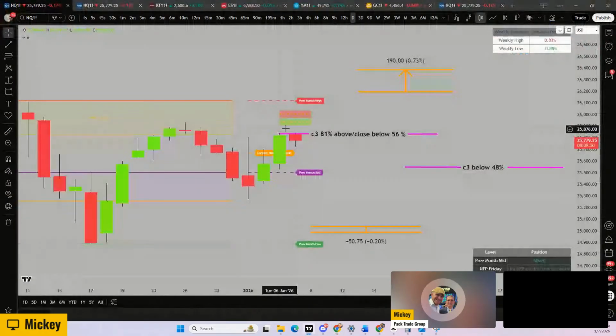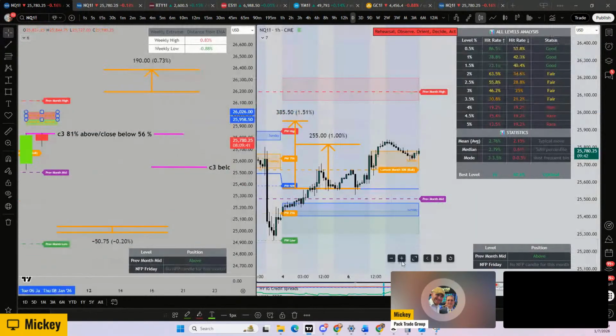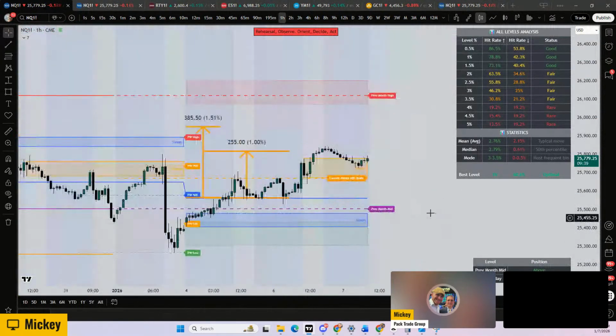So we expect to come up here and get some continuation to the upside. All right. Now moving on, weekly, right? We know we've hit our 86% probability. We've hit our 78% probability.